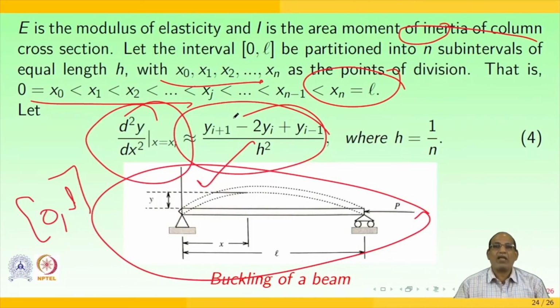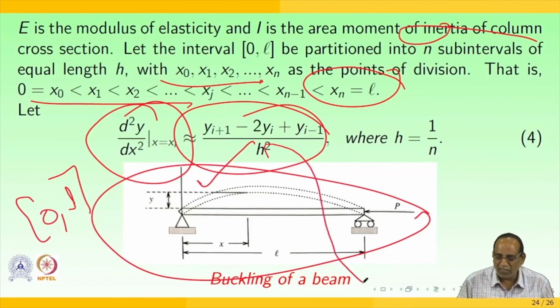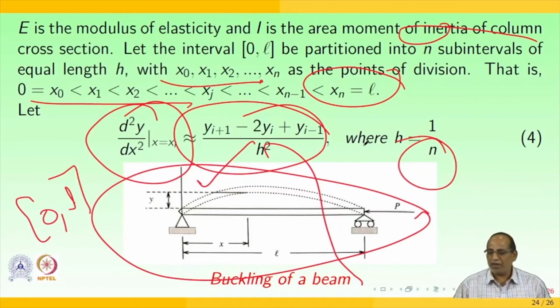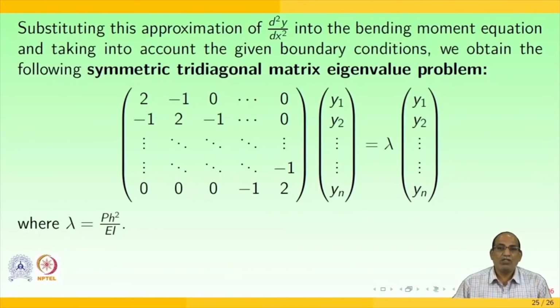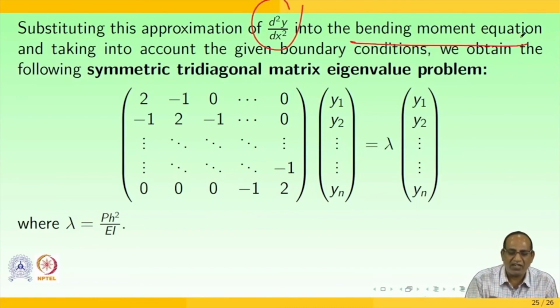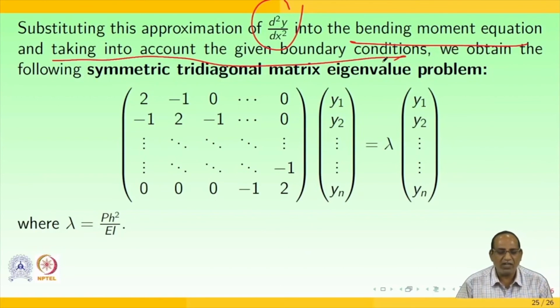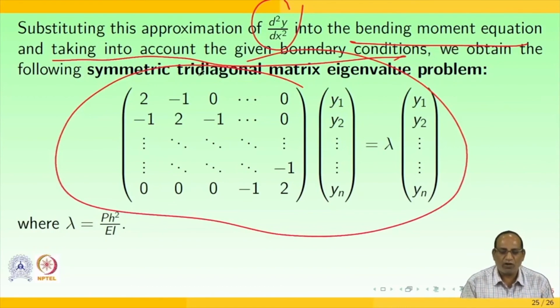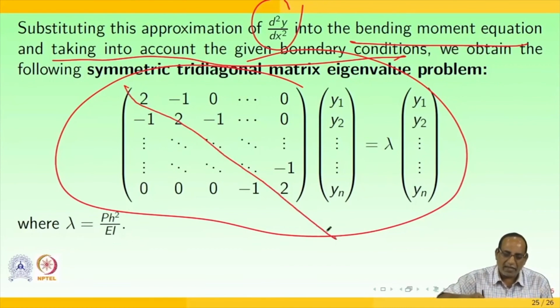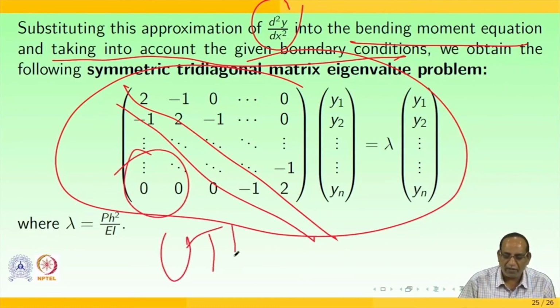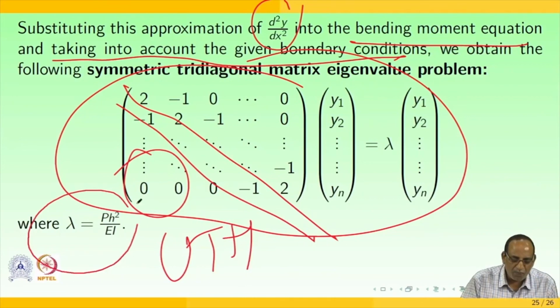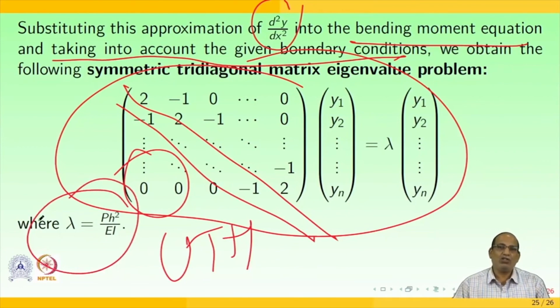That means from this beam we'll write d²y/dx² as (y_{i+1} minus 2y_i plus y_{i-1}) upon h², where h is the step size in the x direction, and n is the number of divisions we make over the interval. Substituting this approximation of d²y/dx² into the bending moment equation and taking into account the boundary conditions, we will have the following matrix. If you see over here, this is the main diagonal, this is the subdiagonal, and all these are zeros, so it has become an upper triangular matrix, where λ equals P h²/EI, with the usual meaning.